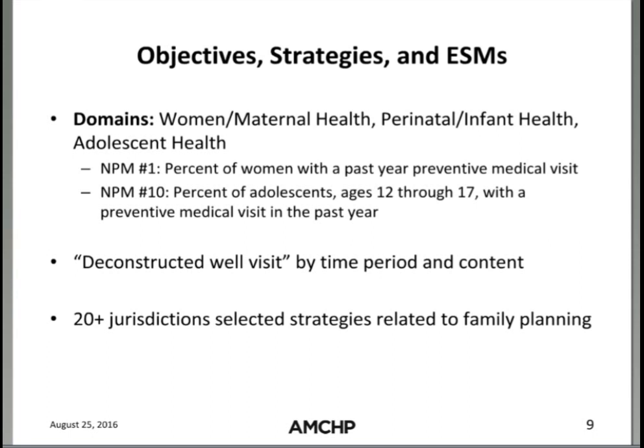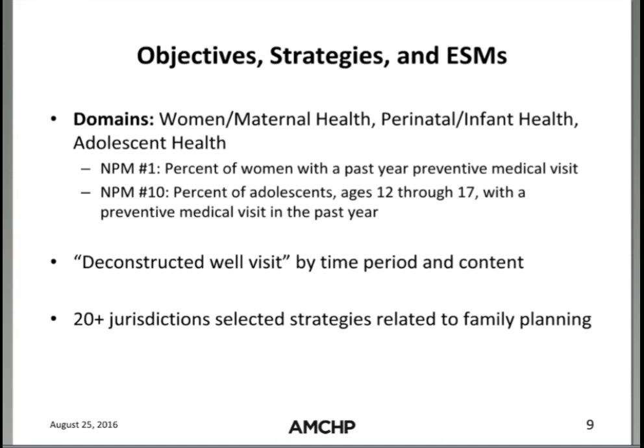National Performance Measure number 1, which is the percent of women with a past year preventive medical visit, and National Performance Measure number 10, percent of adolescents ages 12 to 17 with a preventive medical visit in the past year. I know for many of you in the audience, you know these very, very well.